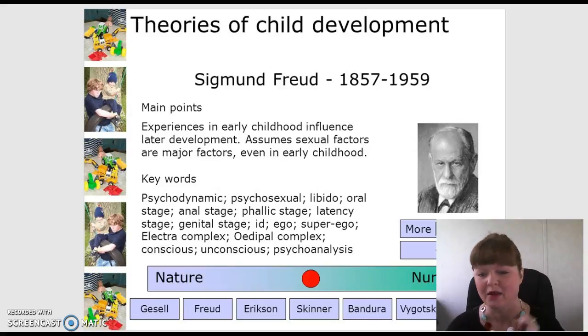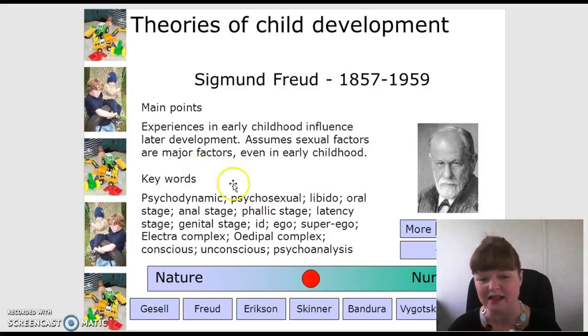Let's look real quick at three theorists because I want to address a little bit about each one as we go through these weeks ahead. First of all, Sigmund Freud, 1857 to 1959. So he lived almost 100 years. His main point was that experiences in early childhood influence later development and influence a child later on in life. And before this really wasn't considered. We thought, oh, children get over things. No biggie, they're growing, they'll forget. But Sigmund Freud was one of the first to really realize that no, it's a big impact.